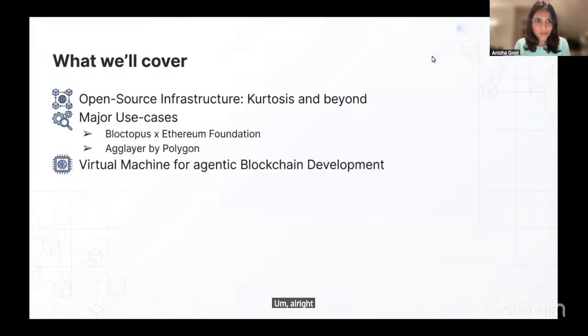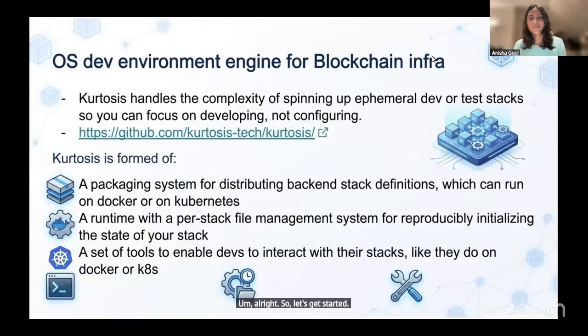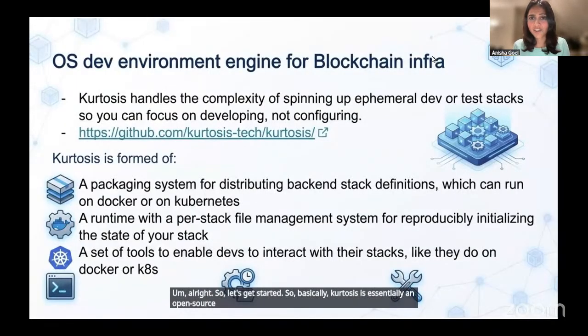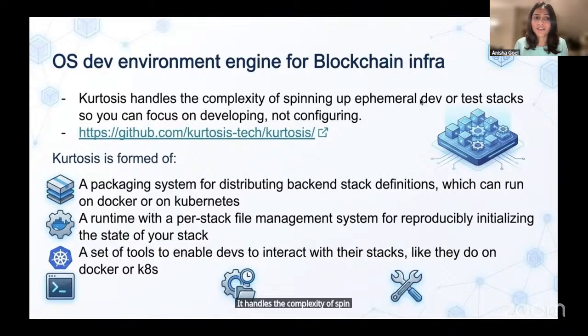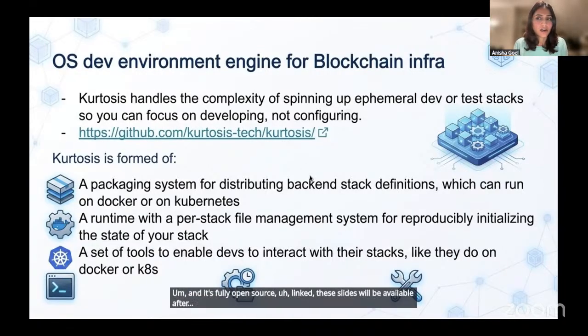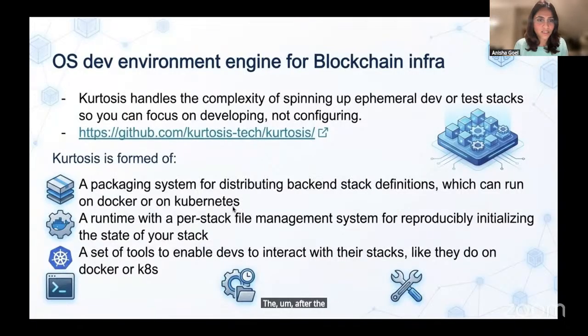All right, so let's get started. Kurtosis is essentially an open source dev environment engine for blockchain infrastructure. You can think of it as a fancy Docker Compose. It handles the complexity of spinning up these ephemeral dev environments, and it's fully open source. Linked, these slides will be available after the presentation, so you can take a look.